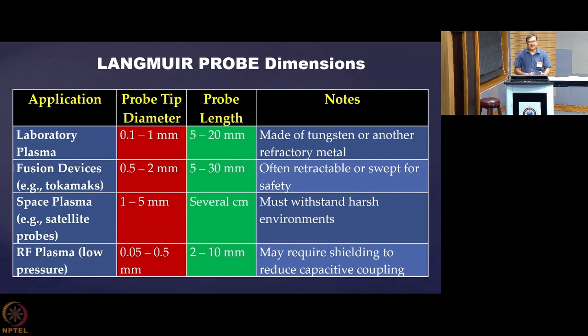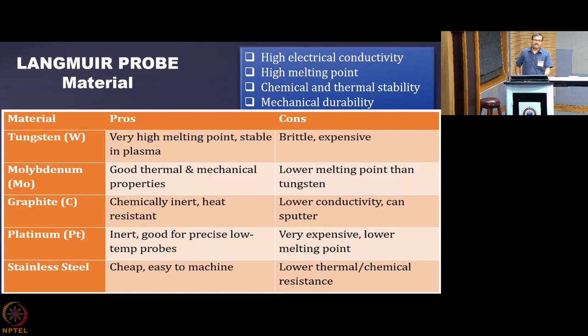Now you are familiar that the probe tip diameter is quite small. What we are using is 0.1 millimeter to 5 millimeter, which varies, as we are seeing in the chart, depending on the kind of application. And the probe length is not that small, but it is 5 millimeter to several centimeter, as we are seeing in the chart, again depending on the kind of application.